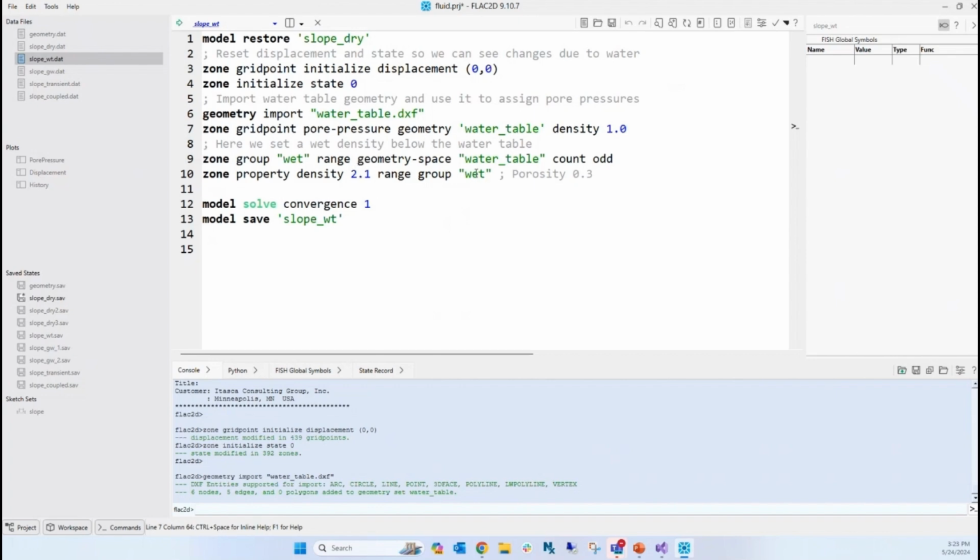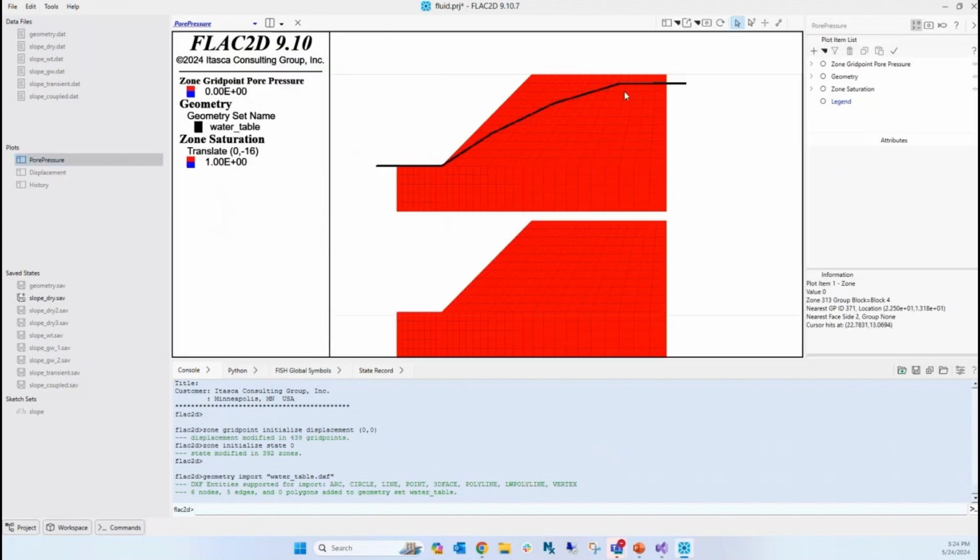Range group wet. So how did we get this wet group? We grouped the zones that are above that water table geometry that we just imported. Zone group wet, range geometry space water table, count odd. This syntax is a little bit weird. What this count odd does, we may have talked about this in a previous session, but it's easier if I just show the plot. So here's the pore pressure plot. Here's the geometry that I imported.